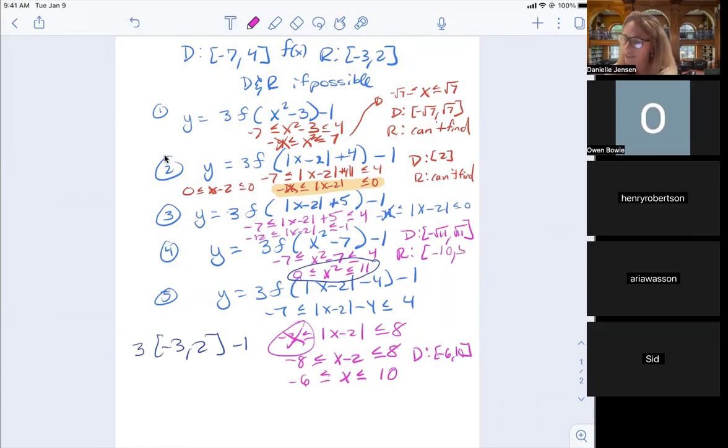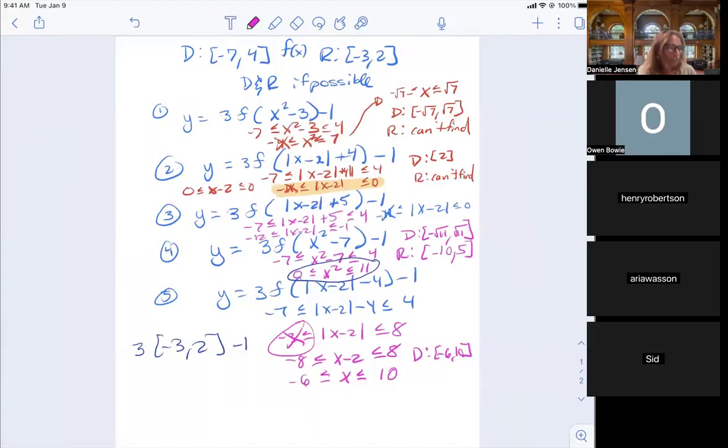-10 to 5. Yes, exactly. So that's why I find these inequalities helpful, because I'm actually physically crossing something off if it's negative and doesn't make sense, and then I know I can't find the range.